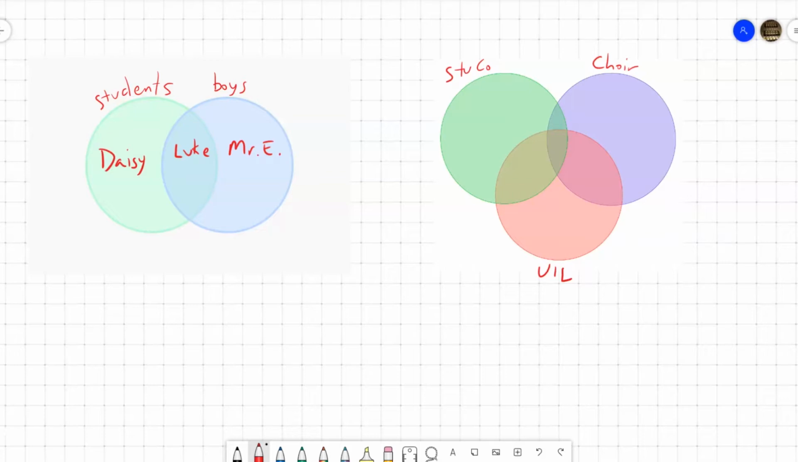So I have student council, choir, and UIL. So perhaps you're a student, you're in student council, and you're in choir, then you would fit into this category here. Or if you're only in choir, not in UIL or student council, then we would put you here. If you're in UIL only, then down here. Student council only would be here. If you're in choir and UIL, then we could put you in this area here. Or if you're in student council and UIL. But what if you're a really busy student and you do all three, student council, choir, and UIL, then you would fall into this area here where you're a member of all three groups.